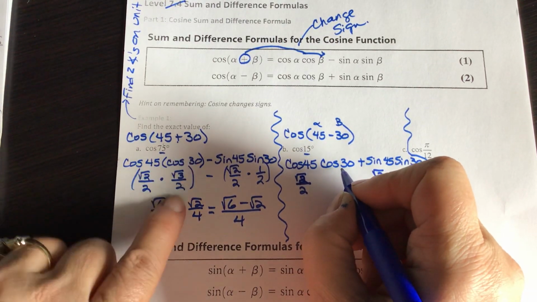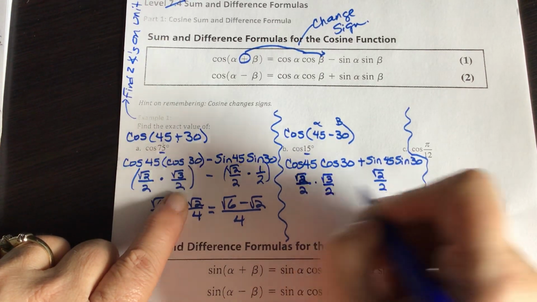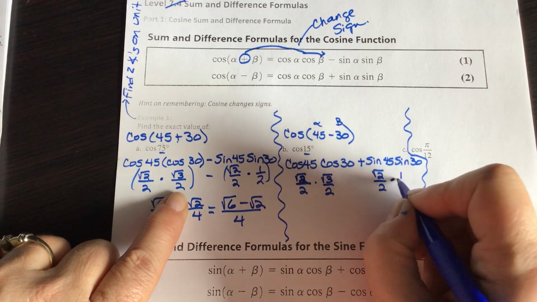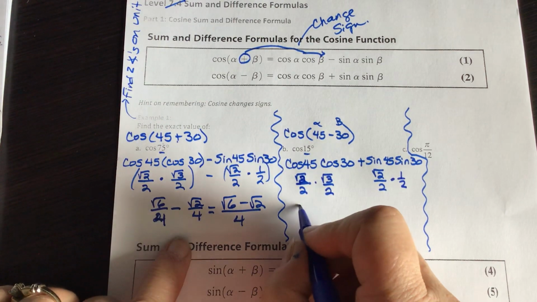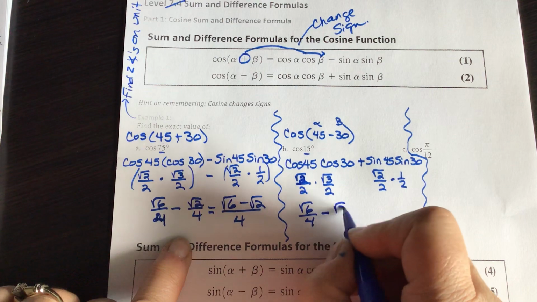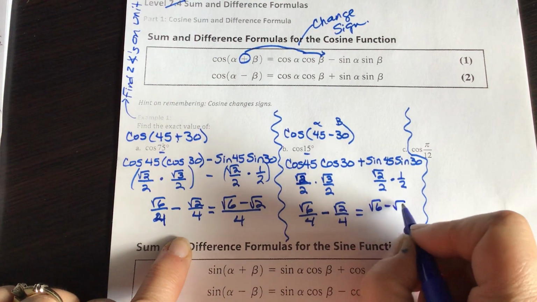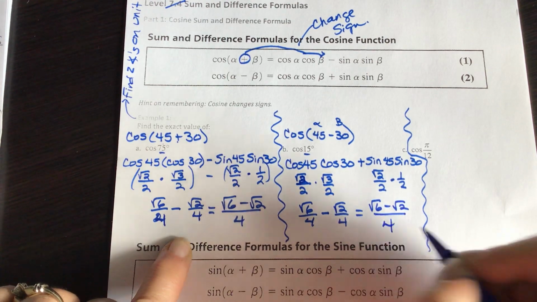Cosine of 30, we said over here, was square root of 3 over 2, and sine of 30 is 1/2. So this becomes the square root of 6 over 4 minus the square root of 2 over 4, or square root of 6 minus square root of 2, all of that over 4.